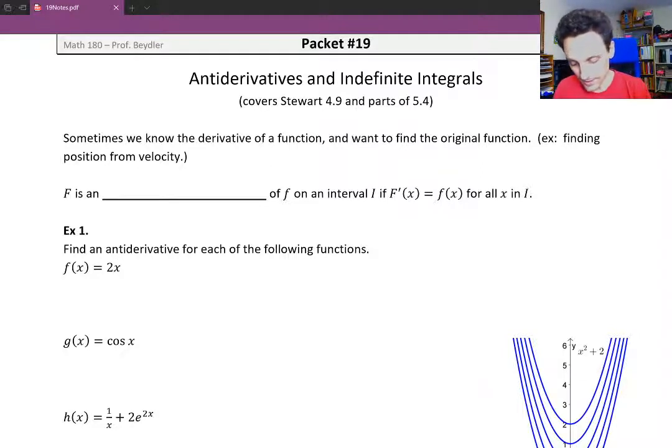So in our definition of antiderivative, we'll say big F is an antiderivative of little f on an interval I if the derivative of big F is equal to little f for all x in the interval I. So big F is an antiderivative of little f if the derivative of big F is equal to little f. Usually capital letters are used to denote an antiderivative, and the lowercase letters would be used for just regular old functions.